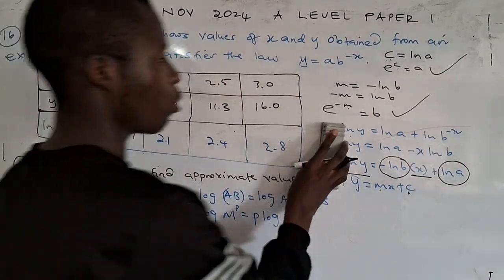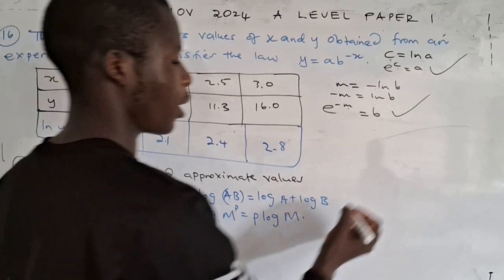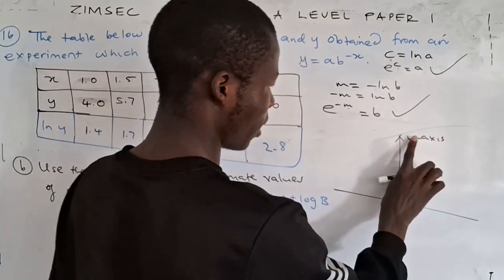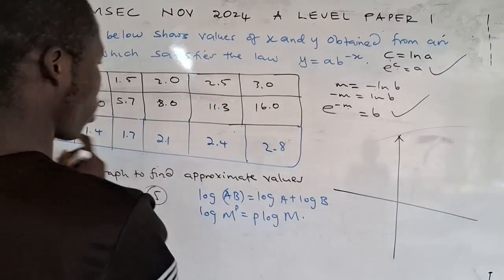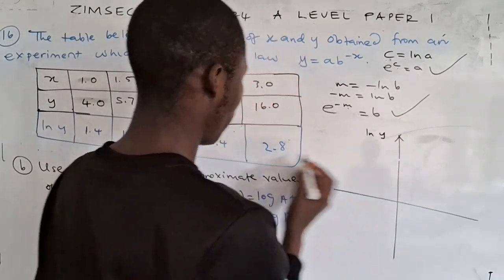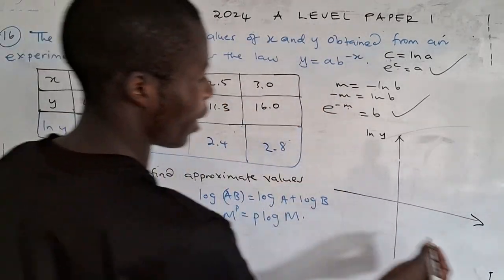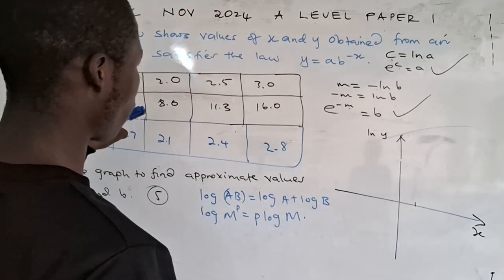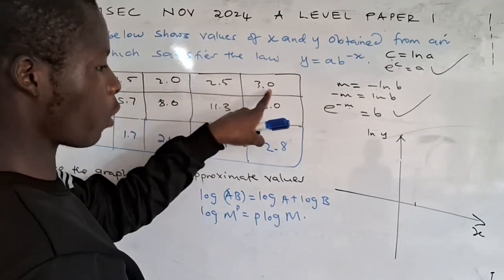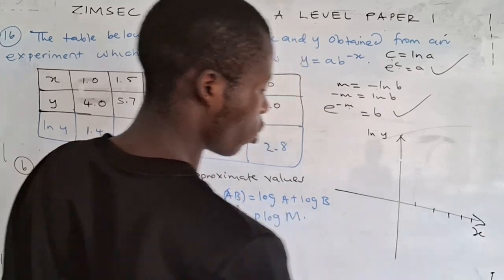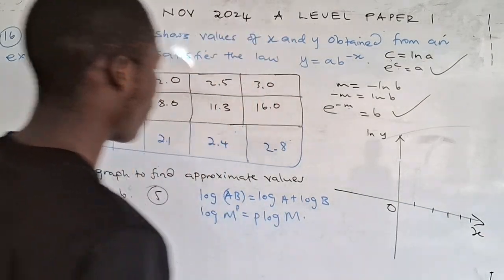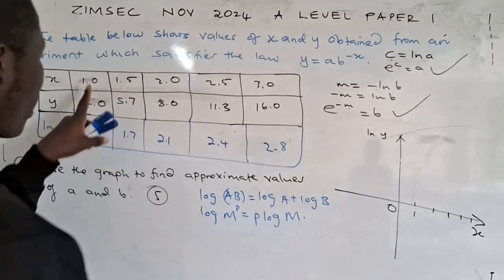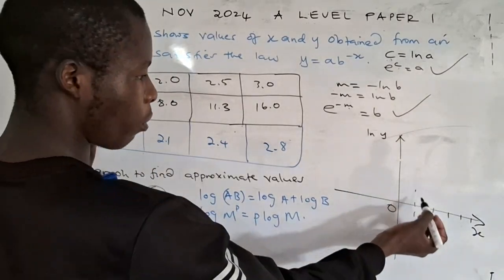If you are to draw the graph, it would be like this. This is the y-axis, but here we are not going to write y-axis. You are going to write ln y, and here you are going to write x. Now this is 1, then 1.5, then 2.0, then 2.5. So only this side you are going to use.